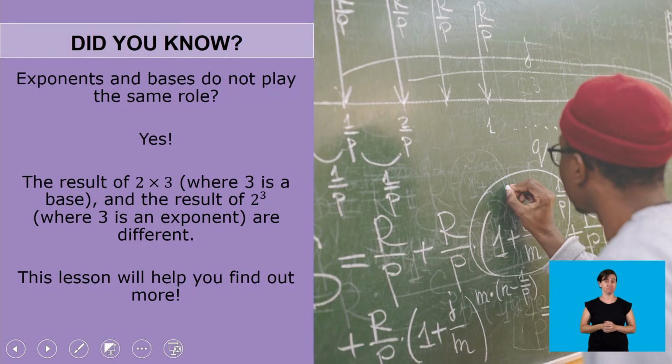Now let's start off our lesson with a "did you know." Did you know that exponents and bases do not play the same role? Yes, the result of 2 multiplied by 3, where 3 is a base, and the result of 2 exponent 3, where 3 is an exponent, are different. This lesson will help you find out more.